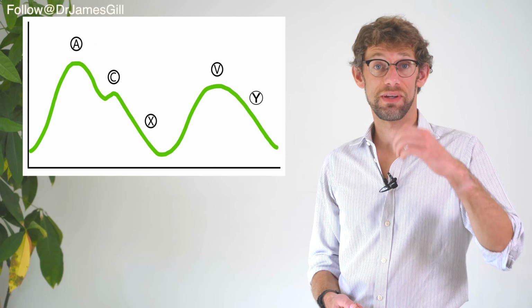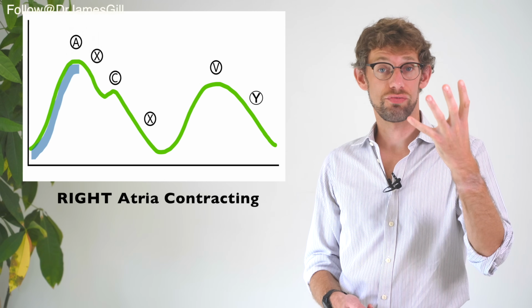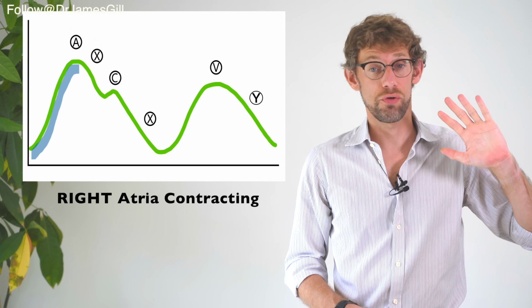labels. To begin with, we have an A wave, and this is responding to right atrium contraction, here as blood is pushed through the open tricuspid valve. Note that the valve is open for the A wave. We'll wind back to that in a minute.